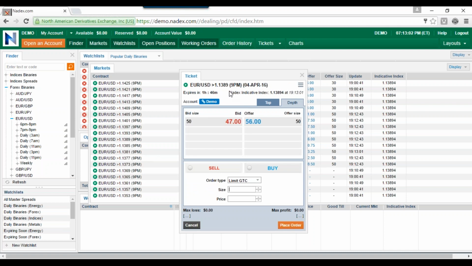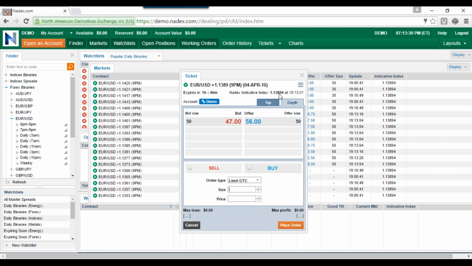This is what we call an at the money binary, because right now the indicative is at 13.89. And what the binary contract states is the euro dollar will be greater than 13.89 by 9 p.m. So right now, again, we know a binary at expiration is worth 0 or 100. This one here is priced on the sell side at 47, on the buy side 56, right around 50 bucks.